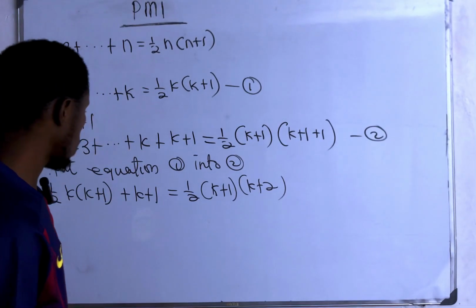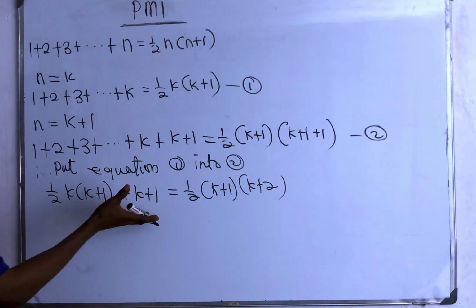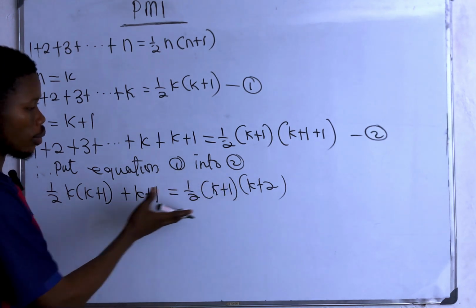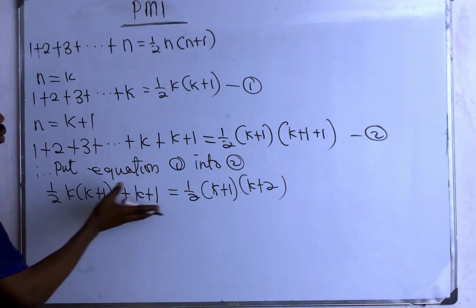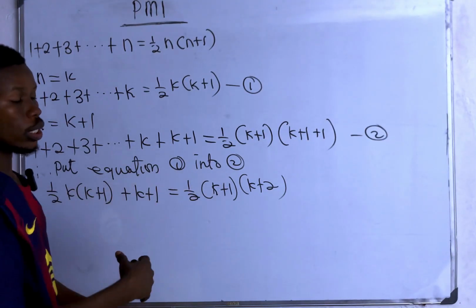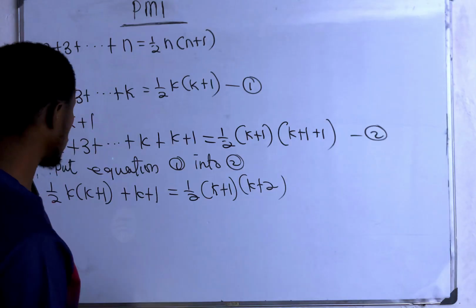Is that okay? So let's see. You can decide to prove the left hand side to look like the right hand side. Once you prove here for it to look like this, then you are done, because since this one is equal to this, then by induction it is true for all natural numbers. So let's see.